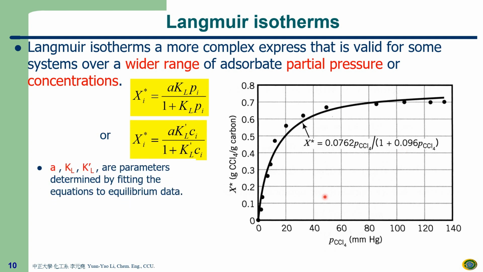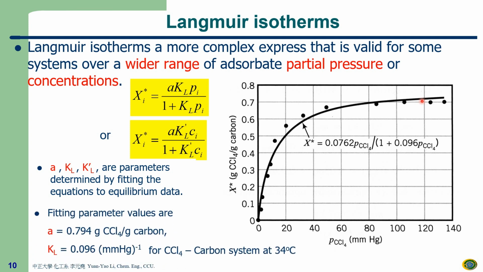And the good news is KL or KL prime are parameters determined by fitting the equations to the equilibrium data. So this is not theoretical mathematical modeling. This is empirical modeling. That means you have the experiment first, and you find out the mathematical equation. So this is what we call an empirical equation.